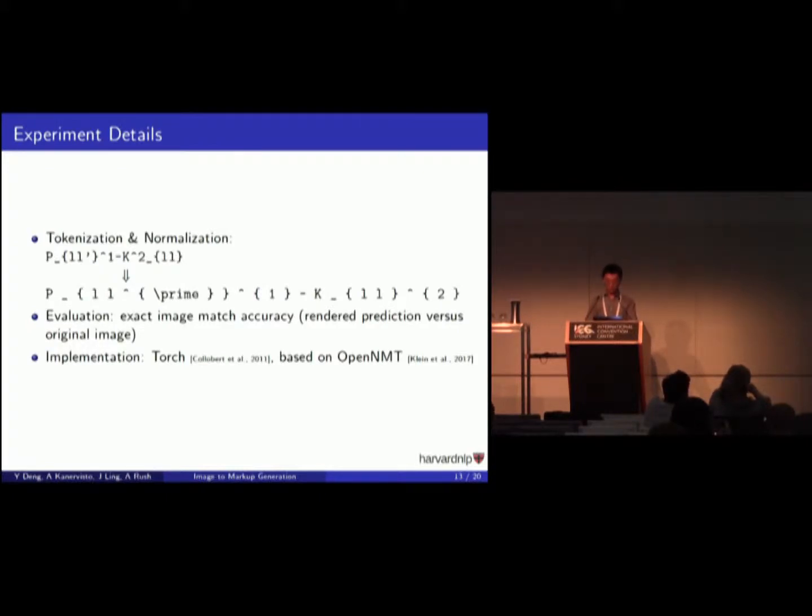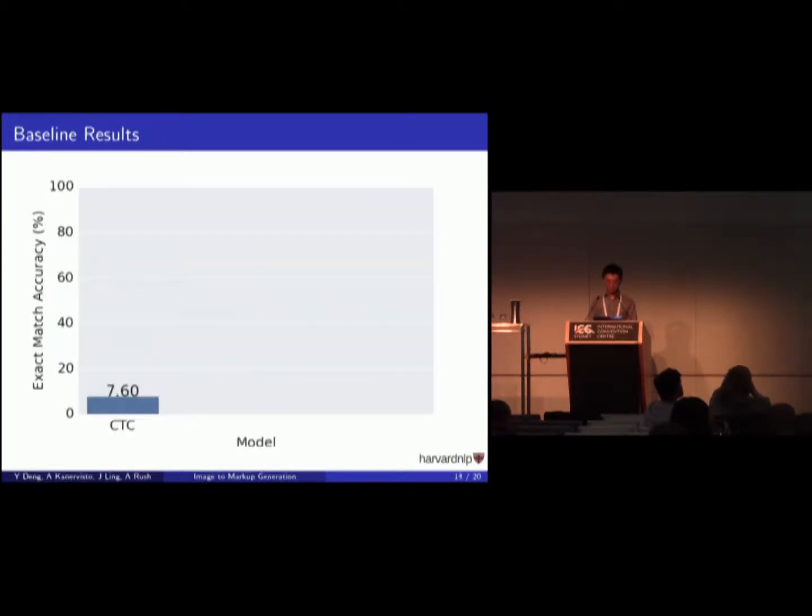We first tokenize and normalize our formulas to produce a sequence of symbols and reduce the ambiguities in the text. For evaluation, we use exact image match accuracy by comparing the rendered prediction against the original image, and we see whether they are exactly the same or not. We implemented our code in Torch based on the OpenNMT system.